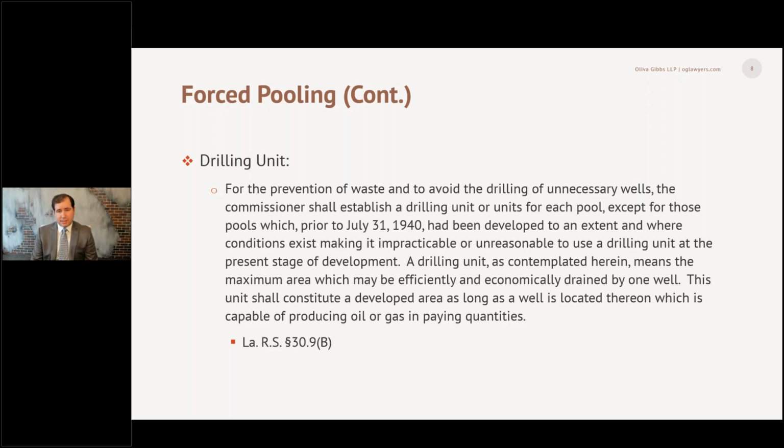Some parties may be non-consenting. There may be an issue where the leases do not have pooling language. And so forced pooling resolves all of that situation where you don't need the consent of all the parties. You don't even need pooling language in the leases. The government basically tells you that it's necessary to force pool these lands and combine them all together. And so that's forced pooling.